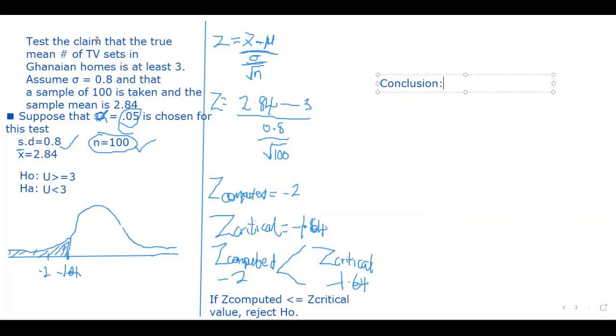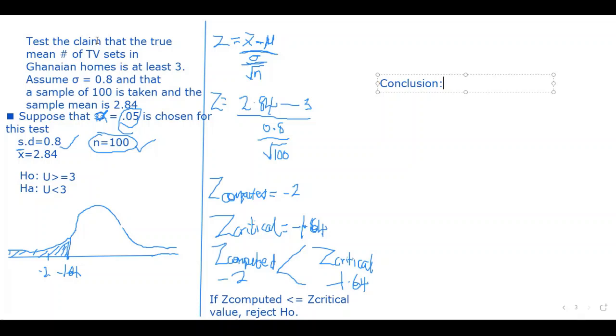And by using this hypothesis testing, going through the Z test, comparing the Z computed and the Z critical, using the decision rule, they are saying that we should reject the claim that the average Ghanaian homes, the number of TV sets is greater than 3. So your conclusion is that in a typical Ghanaian home, the average number of TV sets is less than 3. That will be your conclusion.